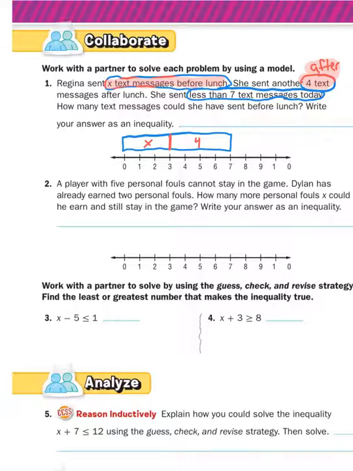So if we look at that, let me get my pointer ready here. Since this line is here, X has to be less than 3. Okay, so that means she could have sent 2 text messages, 1 text message, or 0 text messages before lunch. All right, so now how would we write that as our inequality? Well, take a look at our bar, and it should look like our inequality. X plus 4 has to be less than 7. So that's our inequality. Now I'm going to show you how to solve this inequality like you're going to learn in tomorrow's lesson.